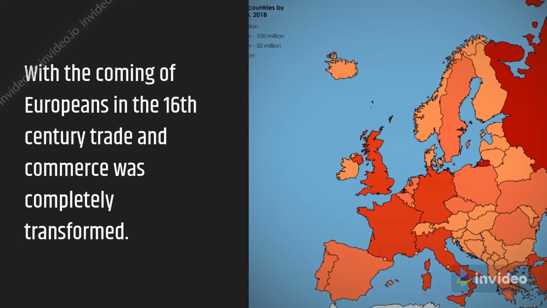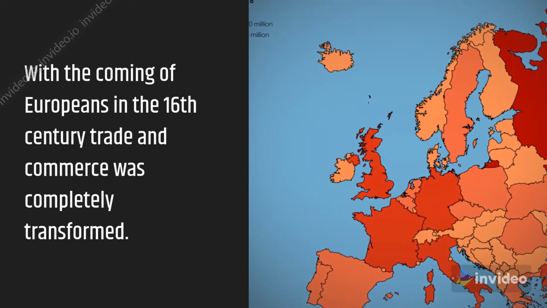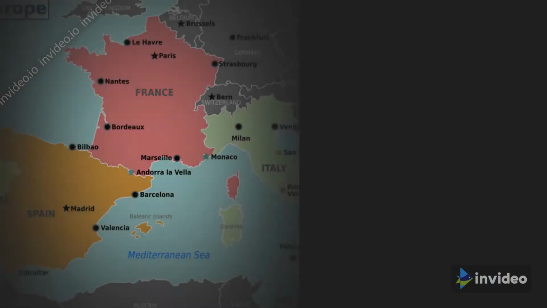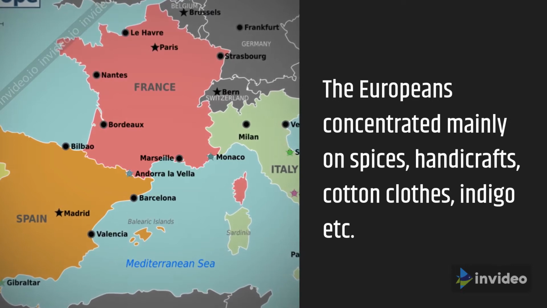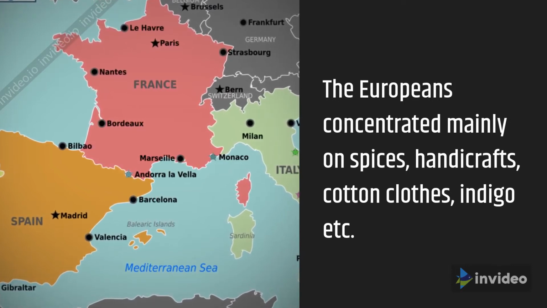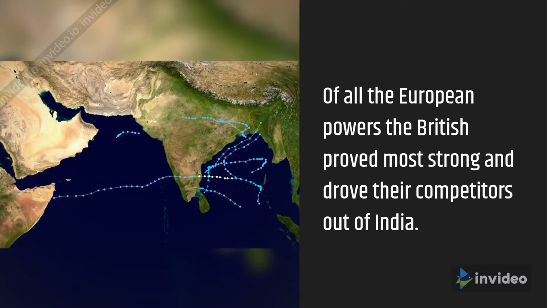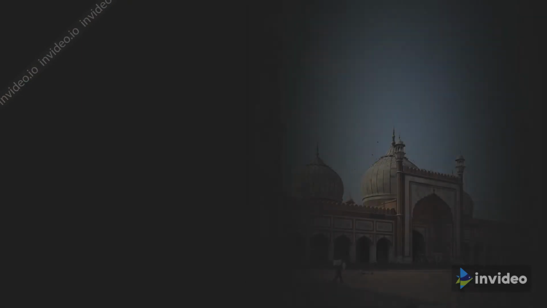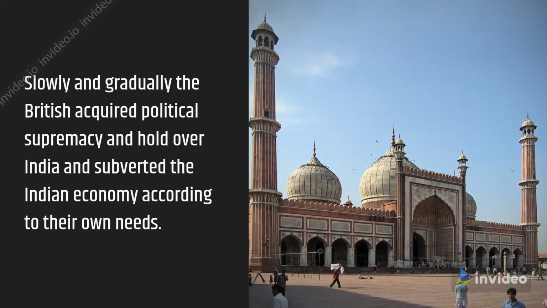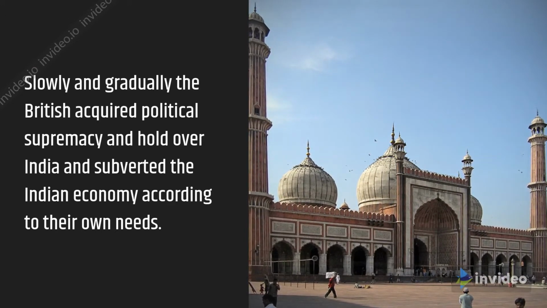With the coming of Europeans in the 16th century, trade and commerce was completely transformed. The Europeans concentrated mainly on spices, handicrafts, cotton clothes, indigo, etc. Of all the European powers, the British proved most strong and drove their competitors out of India. Slowly and gradually, the British acquired political supremacy and hold over India and subverted the Indian economy according to their own needs.